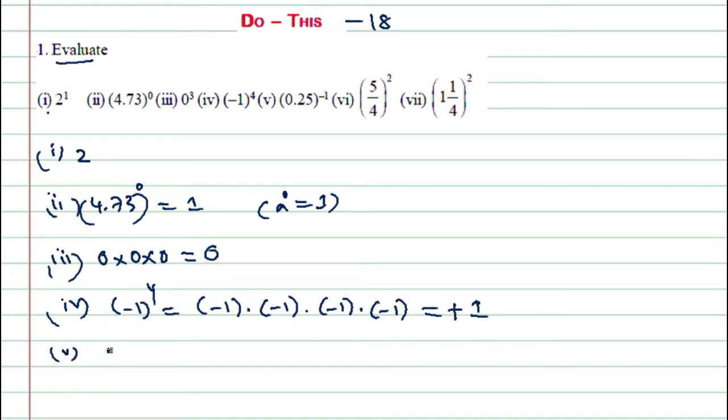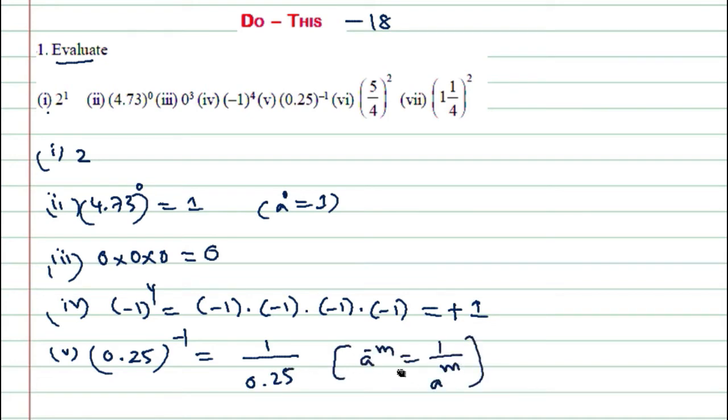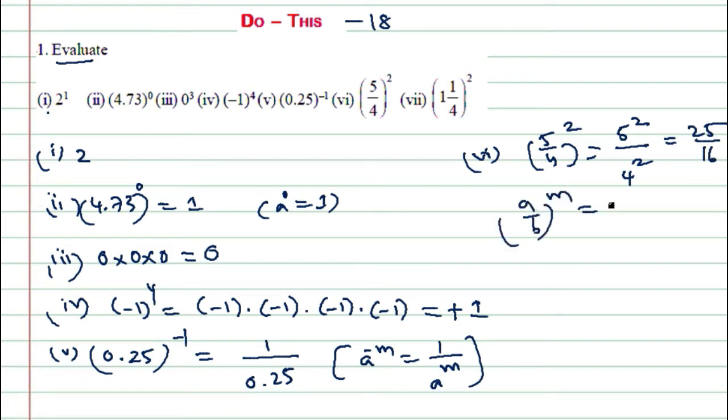Next, fifth one, 0.25 whole to the power of negative 1, which is equal to 1 by 0.25. Why? Because if we have a negative power, we get 1 by a power m. So we are converting the negative power to the positive power. Next, sixth one, 5 by 4 whole square. We are separating the power for both numerator and denominator, which is equal to 5 square by 4 square, which is equal to 25 by 16. Here we are using the formula a by b whole to the power of m, which is equal to a power m by b power m.